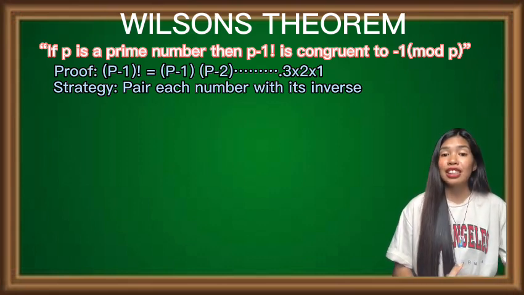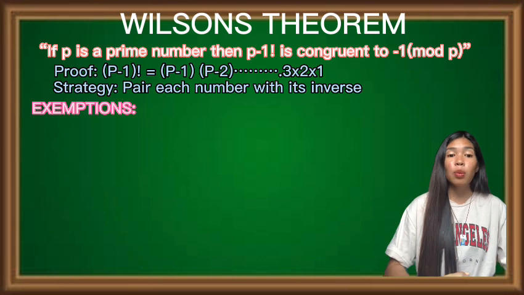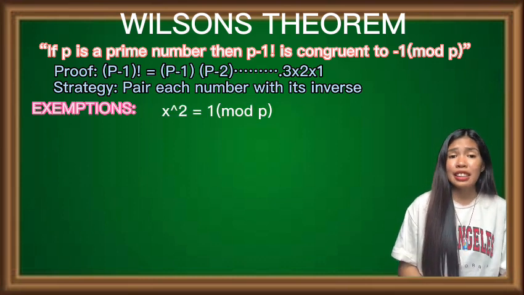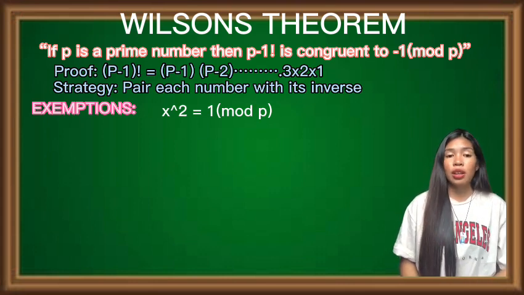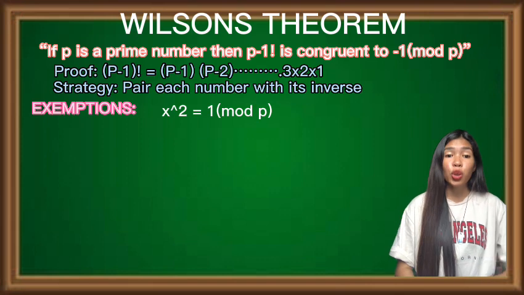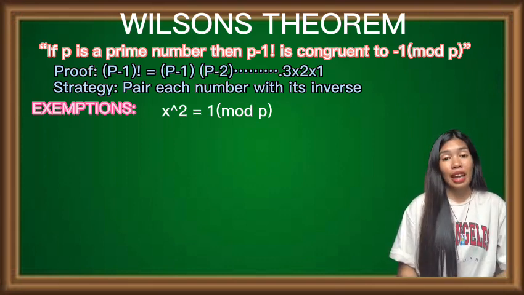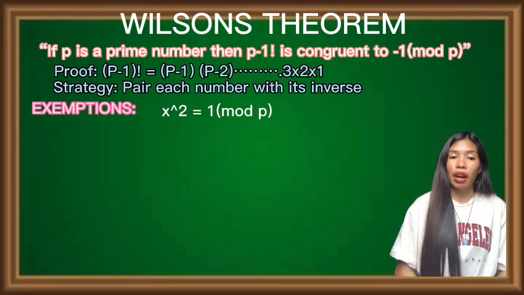But there are a few exceptions, and the exceptions are that there are some numbers that are their own inverse. So let's see which ones those are. If a number is its own inverse, that means it's a solution to x squared is congruent to 1 mod P, because x times itself, x squared, gives you 1.